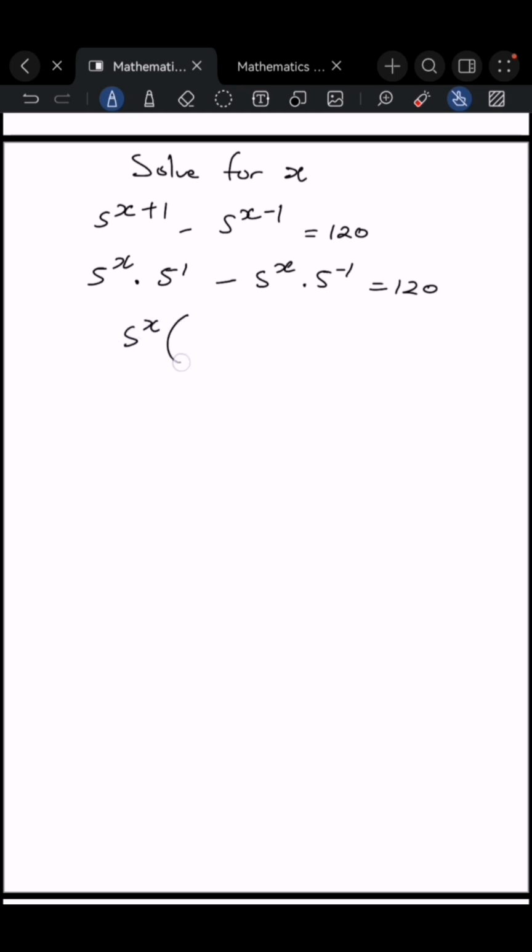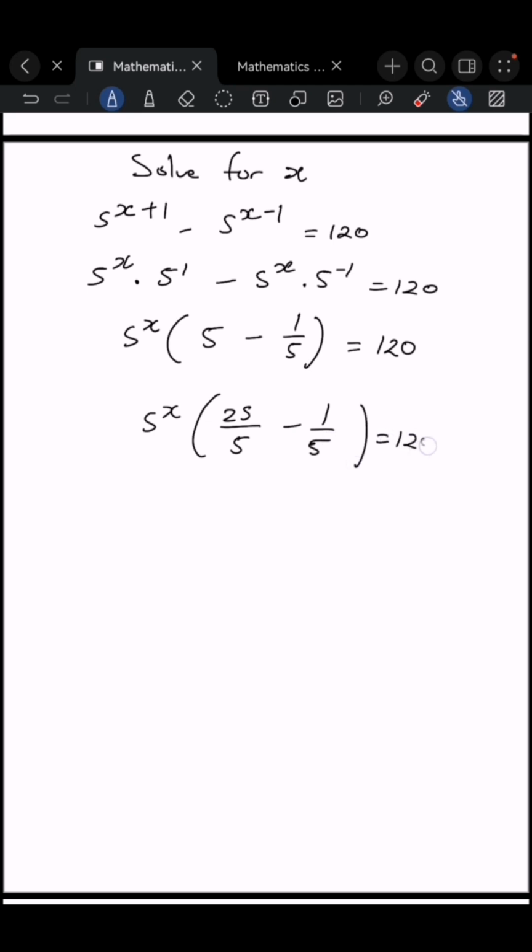So 5 raised to the power of x is factored outside. It's 5 minus 1 over 5, bracket, is equal to 120. Then 5 raised to the power of x, 5 is 25 over 5, minus 1 over 5, is equal to 120. Therefore 5 to the x times 24 over 5 is equal to 120.